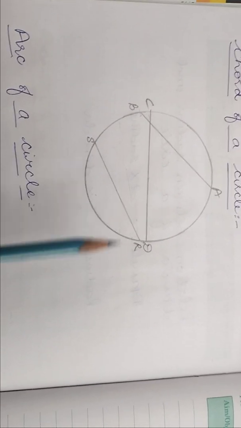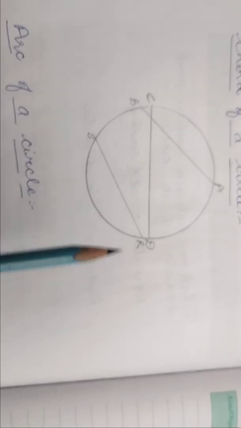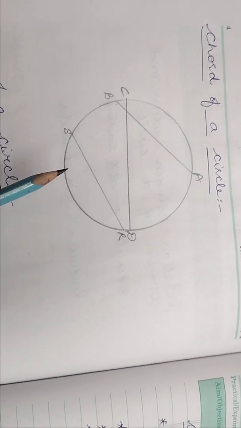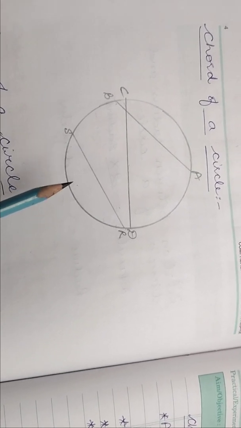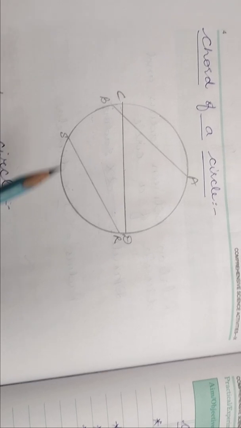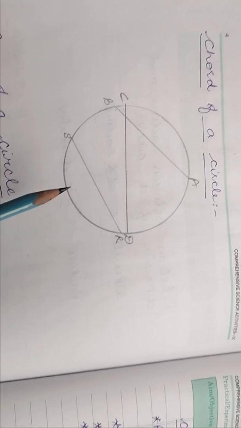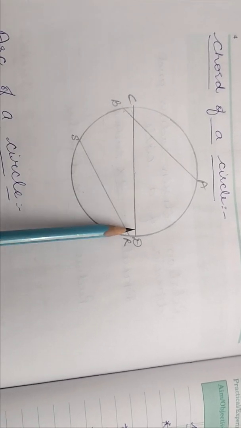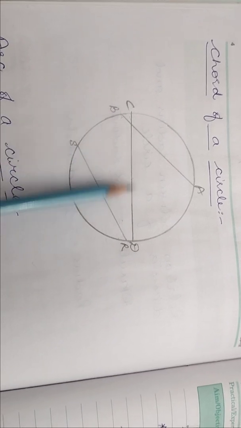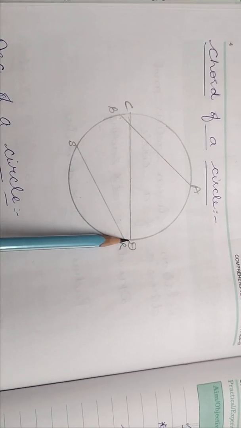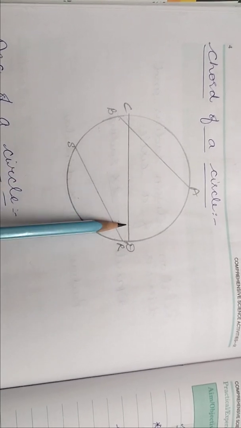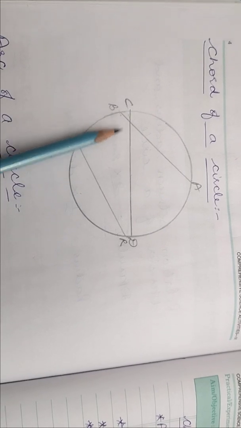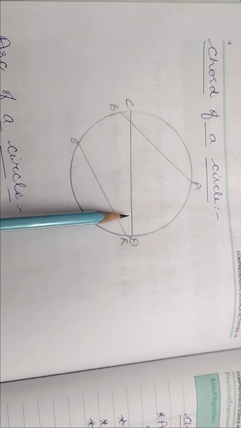What about diameter? Diameter must pass through the center of circle. The difference between diameter and chord is that diameter has to pass through the center of the circle, and a chord may or may not pass through the center of the circle. Diameter is a chord, because both its end points lie on the circle. So diameter is a chord which passes through the center of the circle, and you can see that diameter is the longest chord of the circle.